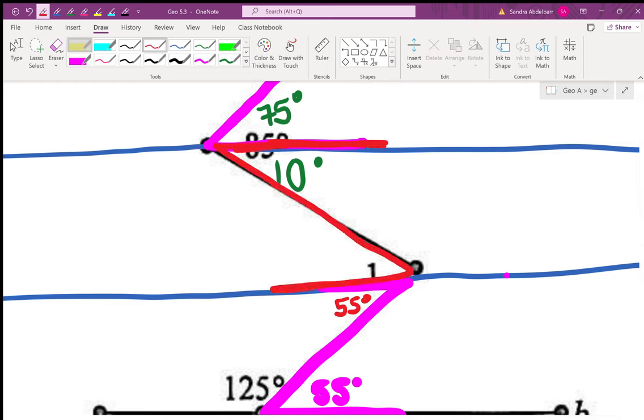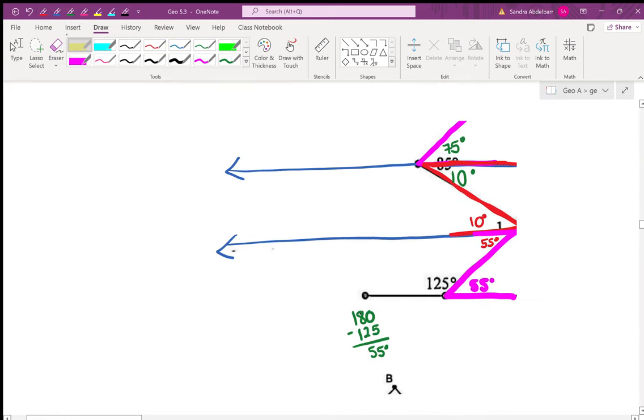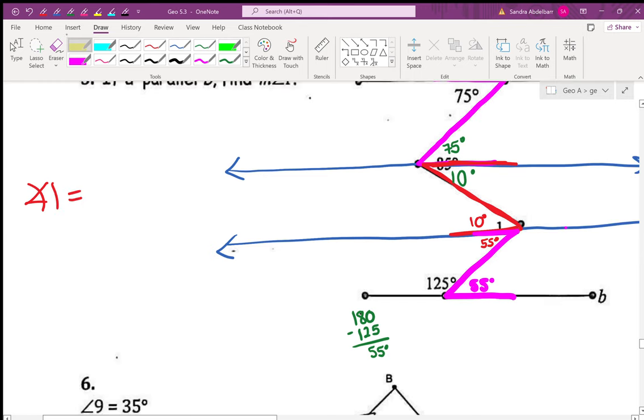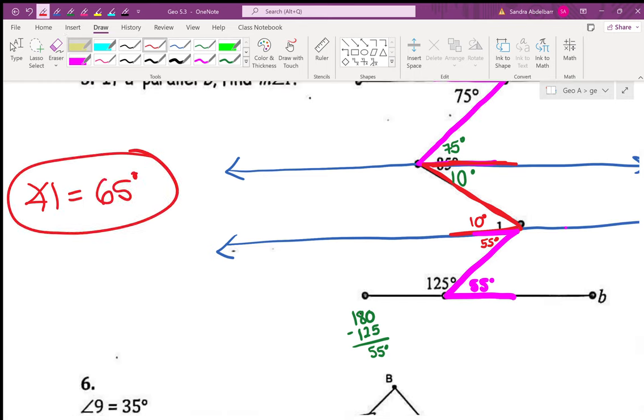Do I have a Z? What's the top part of angle 1? 10. So now I have the top part of angle 1. I have the bottom part of angle 1. So I can now identify angle 1 as 65 degrees. Add those 2 together.